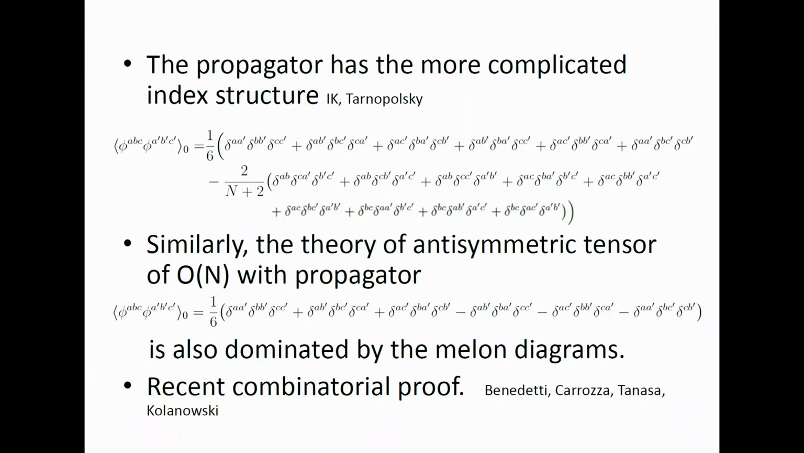And more recently, Benedetti, Carrozza, Tanasa, and Klebanov gave a mathematical proof. It's much, much harder, since it relies on doing surgery on graphs. You cannot do this very simple sort of argument for this theory, but it does work. So it gives us confidence that even the models with a single O(n) can be melonic, which is quite interesting.